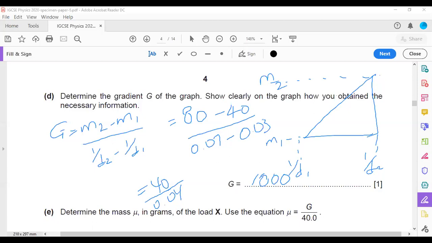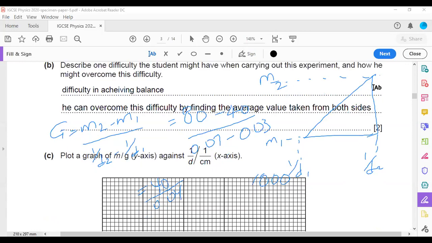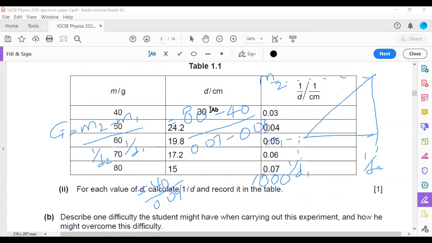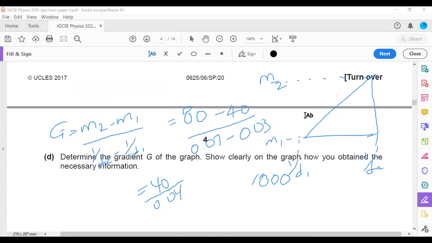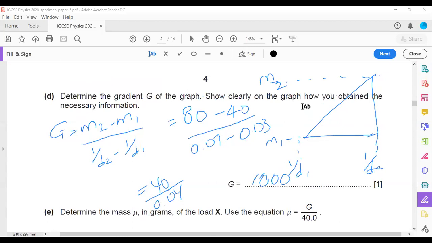If you want, you could have just used the values from the table, which is what I did. I just used the top one, which is 40, which is your M, against your 1 over D. So you could use the lowest and the highest value, 80 minus 40, and 0.07 minus 0.03, and you get it. You could work it like that, because everybody is just going to get a straight line graph for your IGCSE. Only straight lines. Alright. So we okay with that so far?